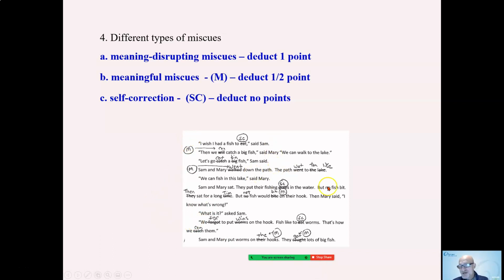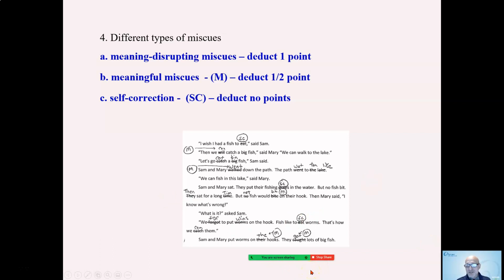And then a self-correction, that's a good thing. That represents metacognition. The student makes a miscue, reads on, goes back, and self-corrects. I put a big SC in the text. So as the student is reading the graded text, I have a piece of text in front of me, and I'm making marks, and I'm writing my observations in the margin.